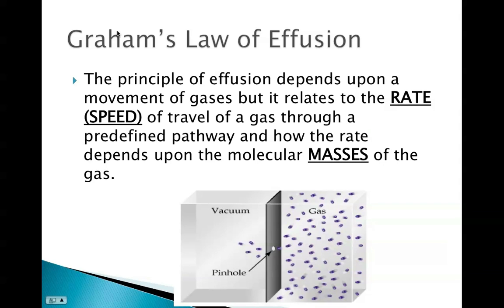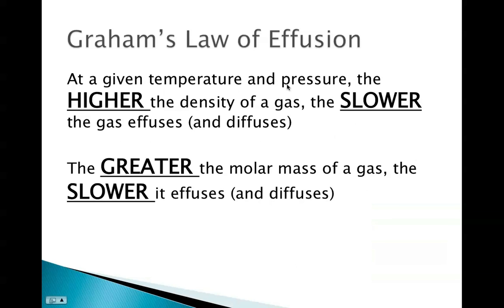The principle of effusion depends upon the movement of gases, but it relates to the rate or speed of a gas as it goes through a predefined pathway, and how that rate depends on the molecular masses of the gas. So at a given temperature and pressure, we find that the higher the density of the gas, the slower the gas is going to effuse. That also means that the greater the molar mass of a gas, the slower it's going to effuse.